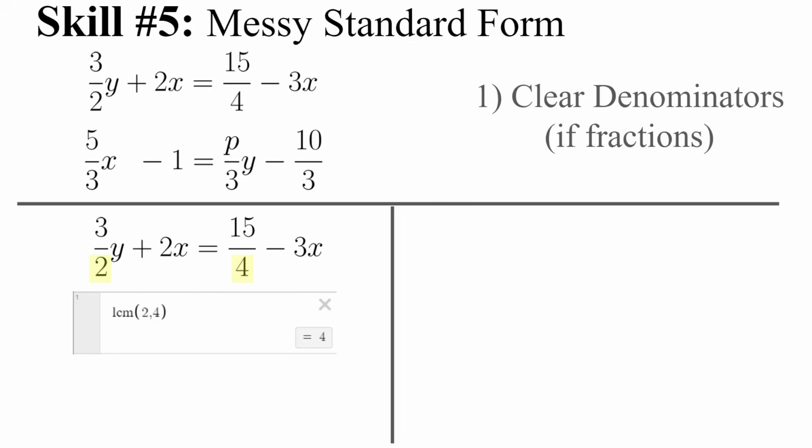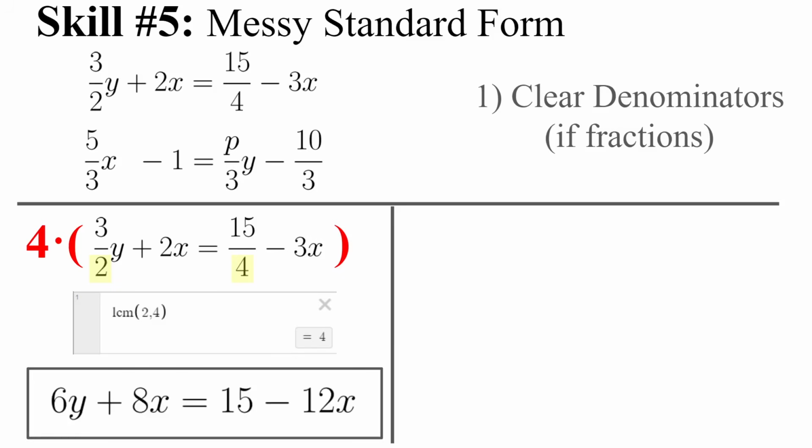So once you have that LCM, or LCD, we're going to multiply the whole equation by that LCD. So we're going to multiply the whole equation by 4. And there's a lot of fraction math here. Again, if you're worried about making a mistake, don't be afraid to use a calculator as you go. So 4 times 3 halves, that's 6y. 4 times 2, that's 8x. 4 times 15 over 4, the 4's just cross out, we get 15. And then minus 12x. So it should be 6y plus 8x equals 15 minus 2x.